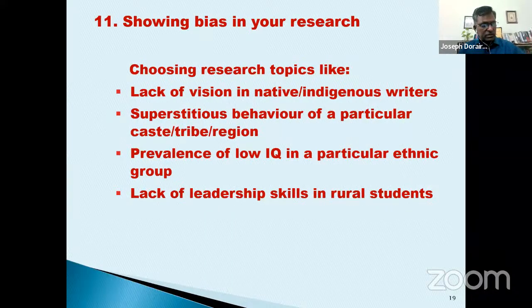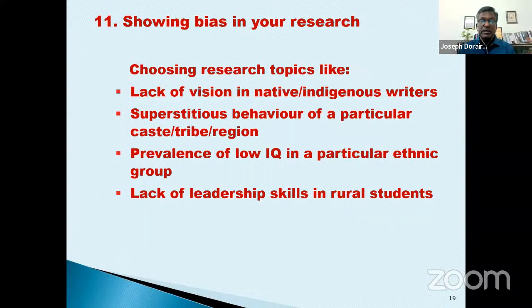Now the 11th one is a very subtle one, and I want you to take notice of it: showing bias in your research. For instance, I teach English language and literature, and in many colleges and universities we have introduced a paper called post-colonial literature or indigenous literature or subaltern literature, where you talk of Dalit writers, tribal writers, native Canadian writers. Okay, fine. Now, someone comes up with a research topic for his PhD or MPhil dissertation. Look at the topic: lack of vision in native writers, or lack of vision in tribal writers, or lack of vision in Dalit writers. Now, look at the topic.